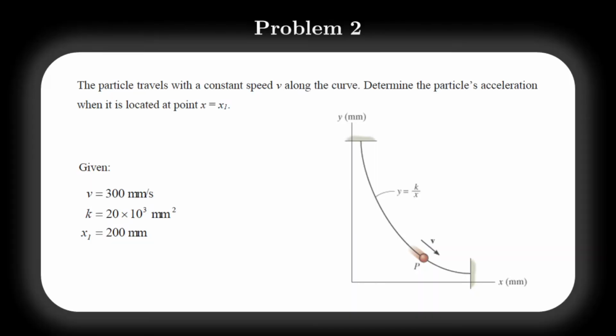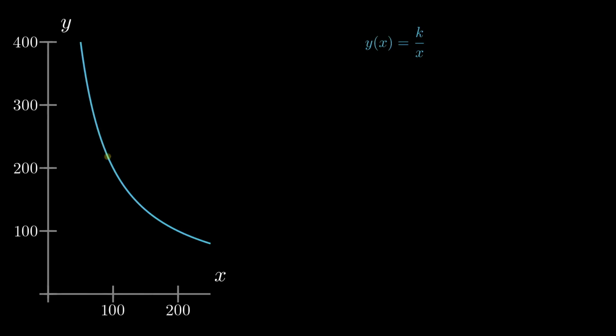Problem 2 states, the particle travels with a constant speed v along the curve. Determine the particle's acceleration when it is located at point x equals x1. The first thing that we want to do is find the direction of travel at x1. I've drawn the tangent line here in red.